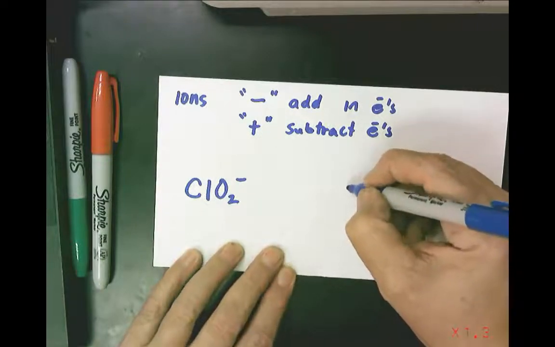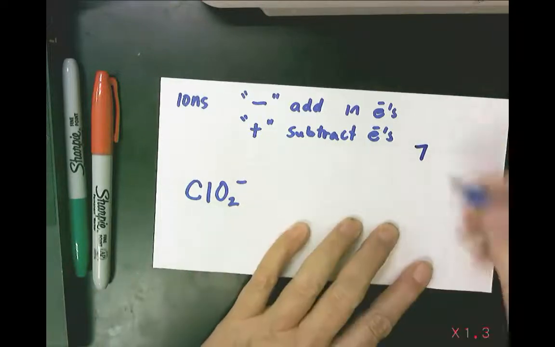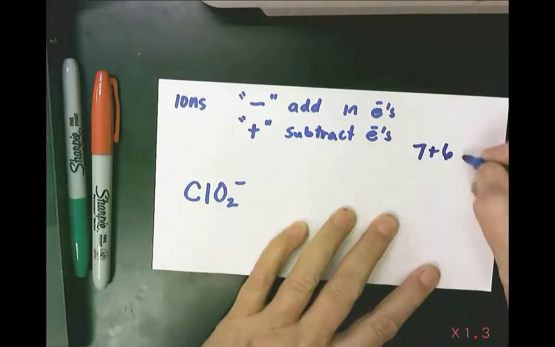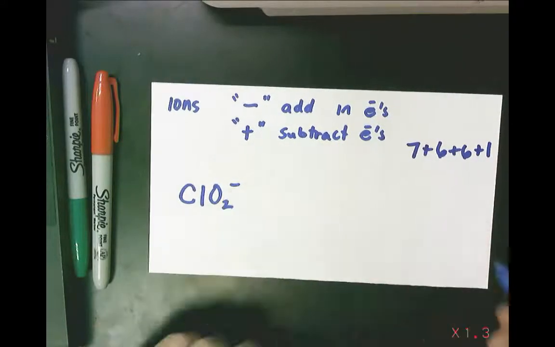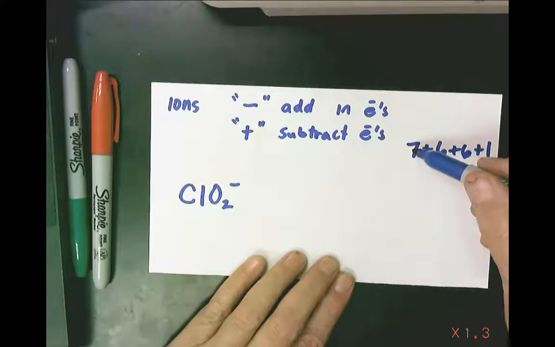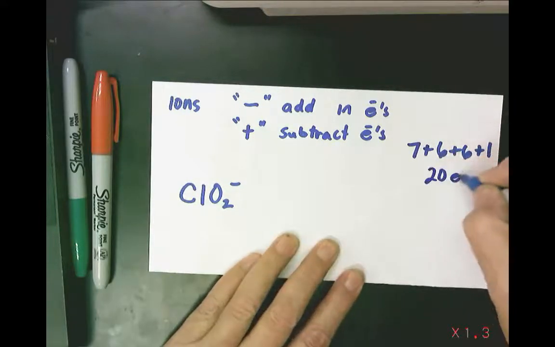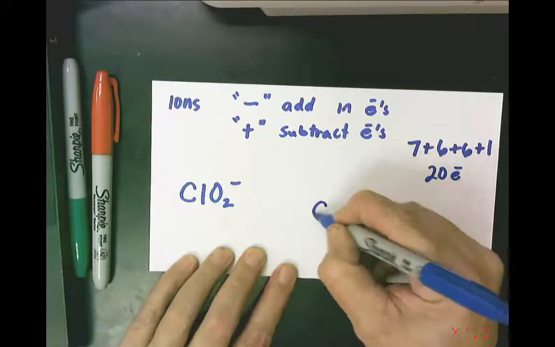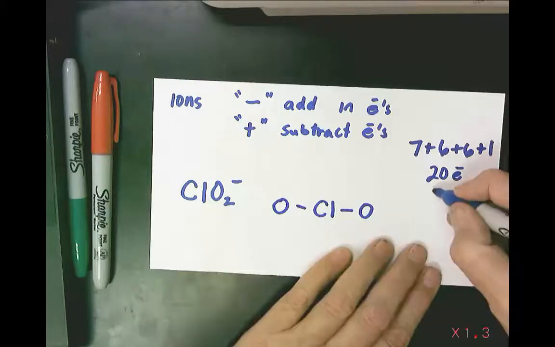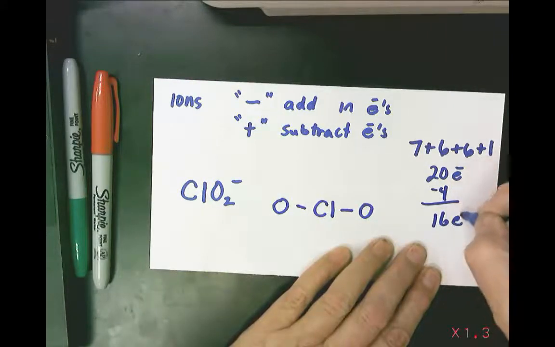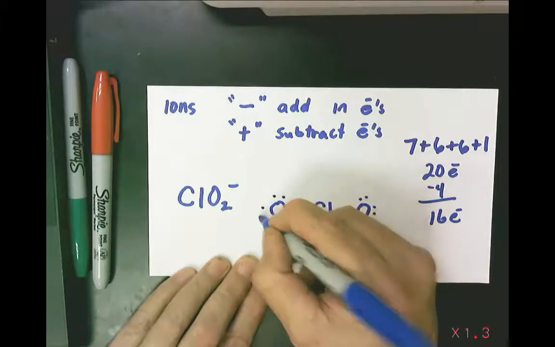Okay, and so we've got 7 for the Cl, we've got 6 for the O, and there's 2 O's, and then we've got 1 extra electron because it's an ion. So it looks like we've got 12, 13, and 7. It looks like we're dealing with 20 electrons. Okay, so same steps. 2, 4. Okay, I've got 16 left.